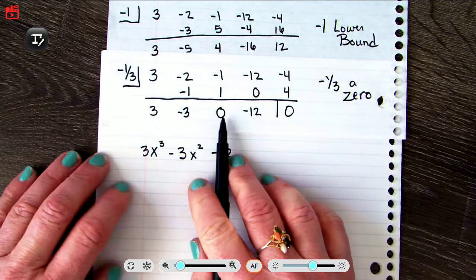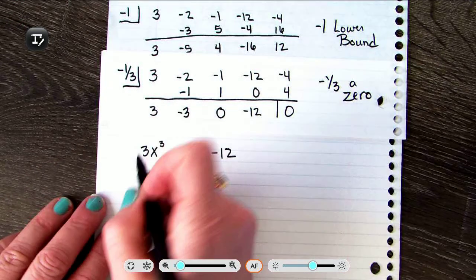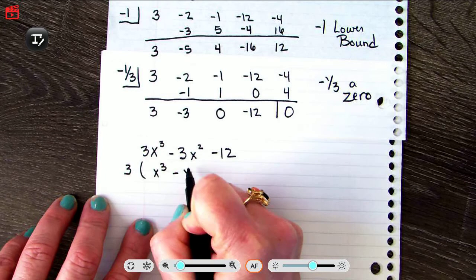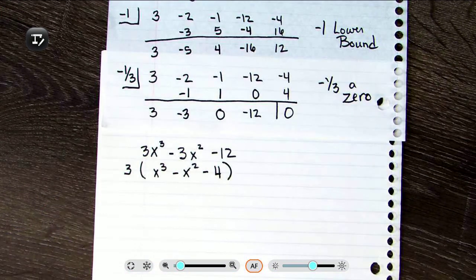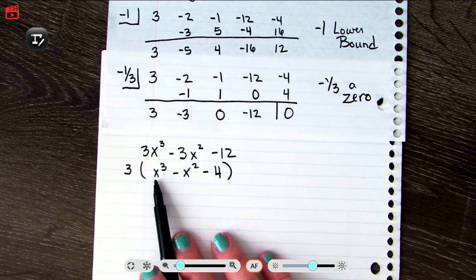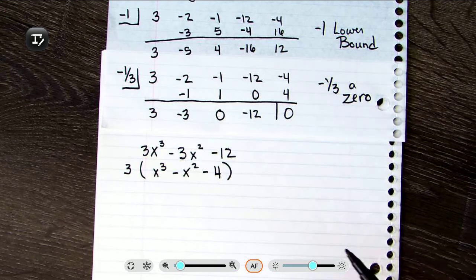My x term is not there. And even further, I notice that I can pull my 3 out, and I'm left with x cubed minus x squared minus 4. So my zeros now are going to come from just this piece here. So I'm no longer going to be seeing those 3's involved. So my 2/3 is now off the list. My 1/3 is off the list. I'm left with my 4's and my 2's.